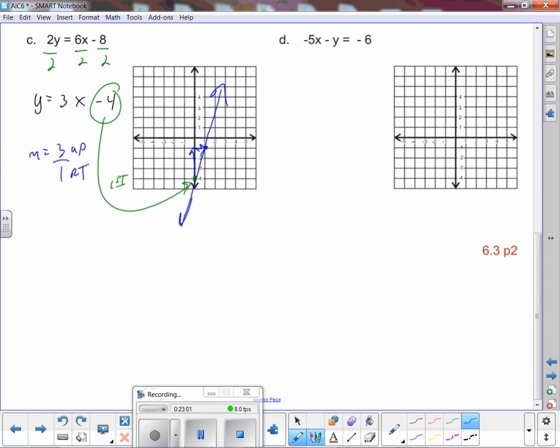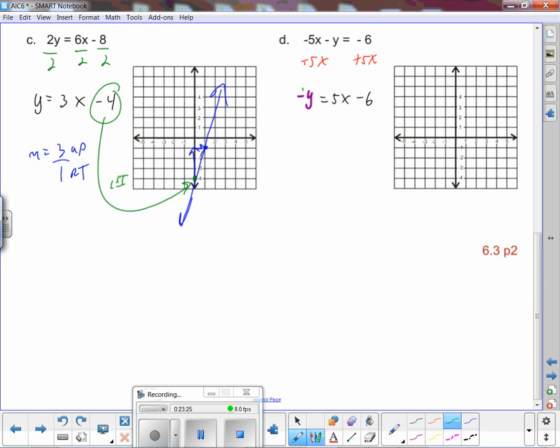All right, be careful with something like D. You got to move the negative 5x, and you got to move the negative. So let's add a positive 5x. I'm going to do this one kind of quick for time's sake. So we get negative y equals 5x minus 6.